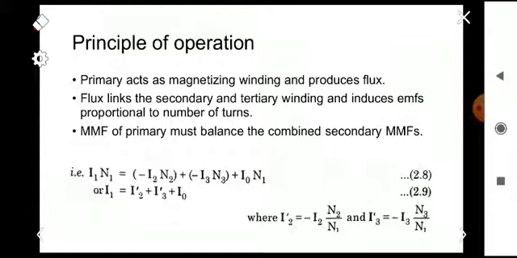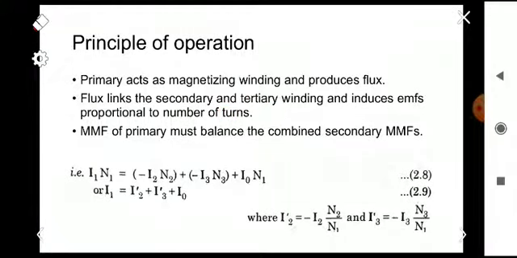And the principle of operation is the same as a two winding transformer. The only difference is that here we have a third winding. We know that in a normal transformer the primary acts as a magnetizing winding. Here also the primary acts as a magnetizing winding and produces the flux. The flux links the secondary as well as the tertiary winding, and induces EMFs in both the secondary and tertiary windings depending upon the number of turns in the secondary and tertiary.